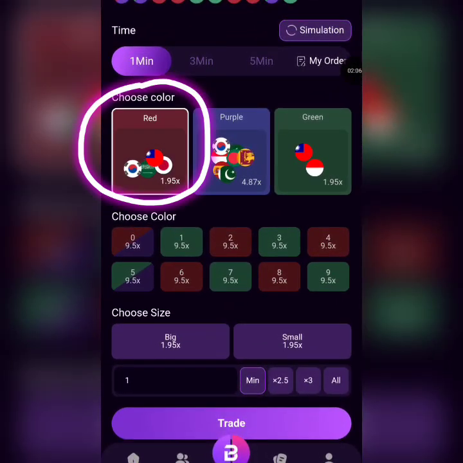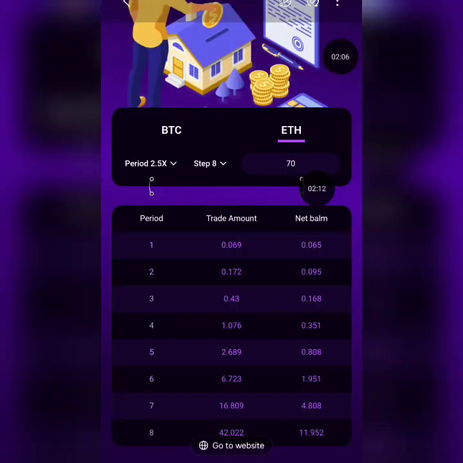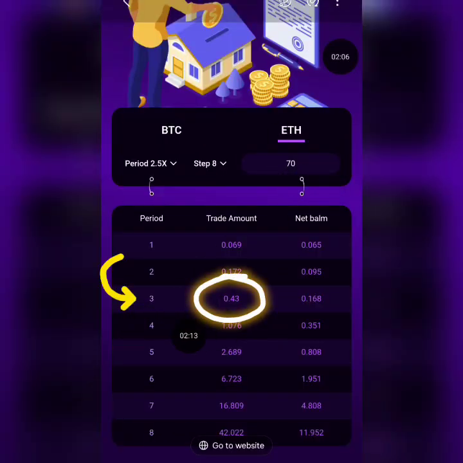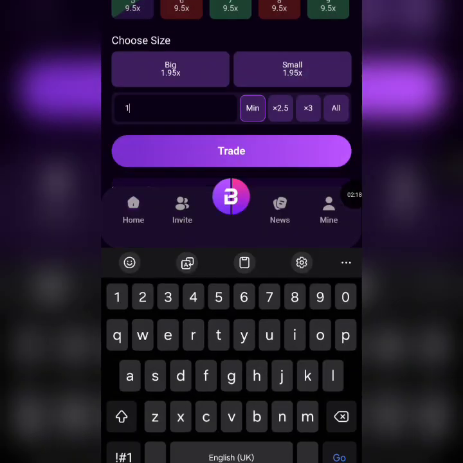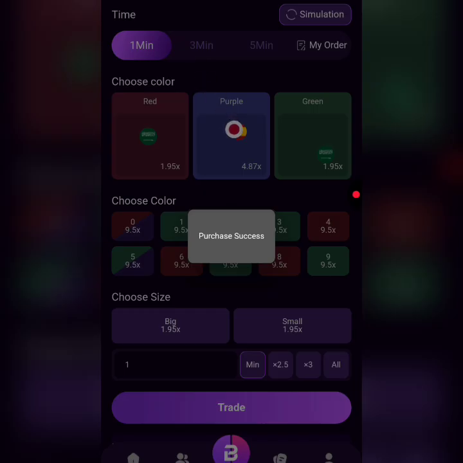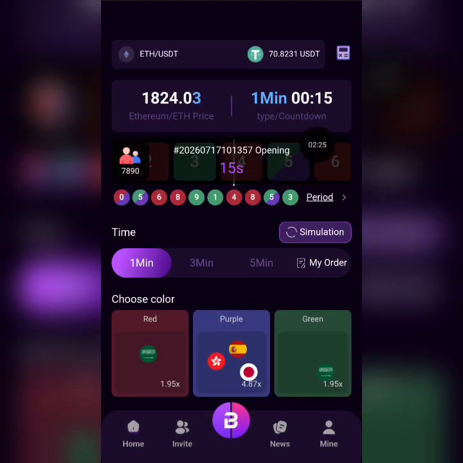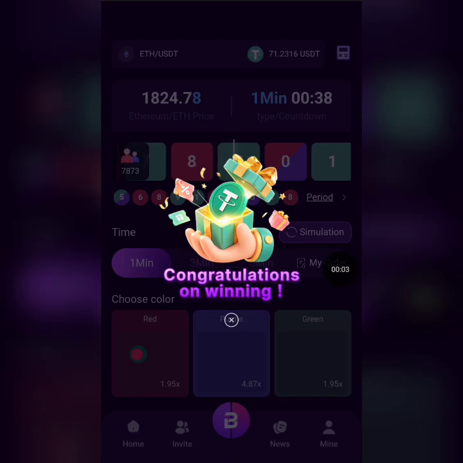I'm going to come here, select red, and I'm going to come over to this calculator. So the next one says we should go with 0.43. So we are currently on the third stage here, so I'm inputting 0.43 and I'll trade, and it says purchase success. So we're waiting for this countdown again. So that result is out and we actually made a profit.